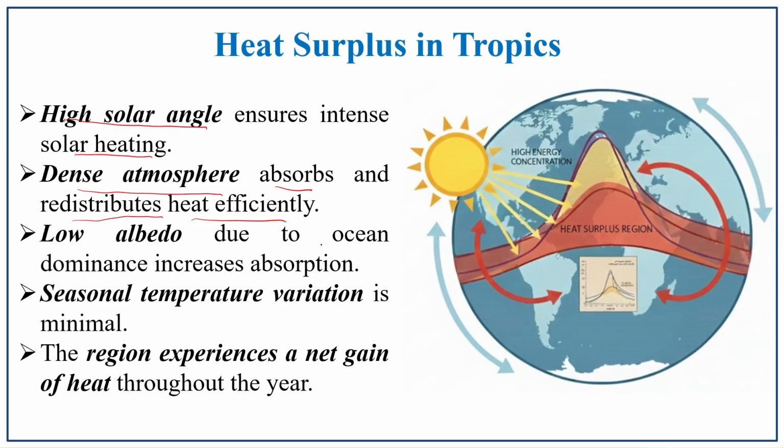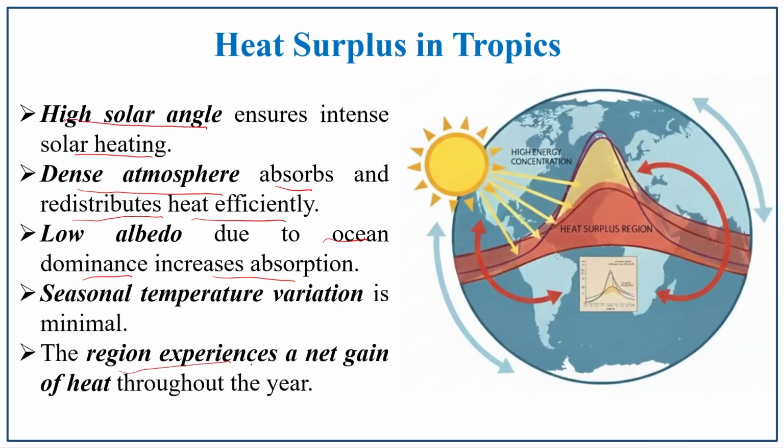The low albedo is due to ocean dominance and increases the absorption. The seasonal temperature variation is minimal in the tropics. We know that it is minimal in the tropics and maximum in the polar region. The region experiences a net heat gain throughout the year.